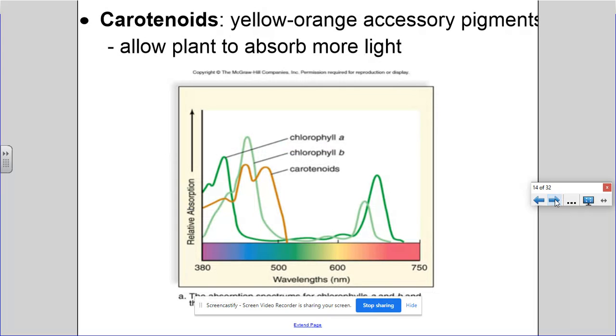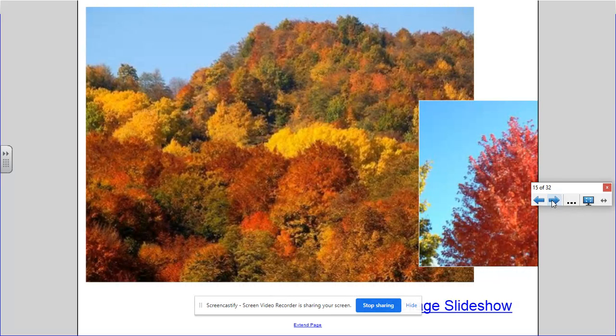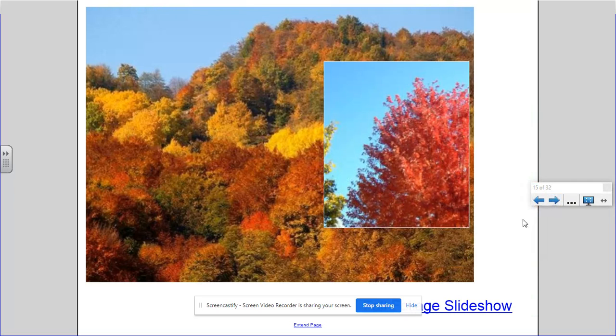We also have some other pigments called carotenoids, and these are accessory pigments that will allow a plant to absorb more light. Looking at this graph right here, this absorption spectrum, we can see a little bit better of what is going on. So whenever the chlorophylls or the carotenoids are absorbing more light, we're going to have more photosynthesis occurring. The carotenoids are also responsible for fall colors of leaves. The chlorophyll is the first pigment to break down in the fall, leaving us with all these nice pretty colors.